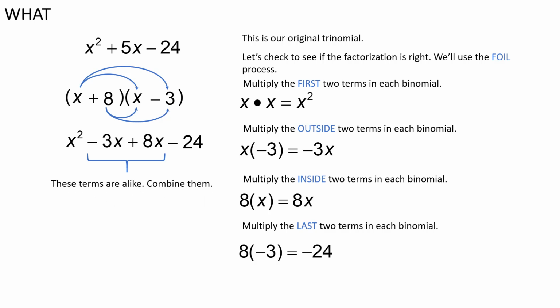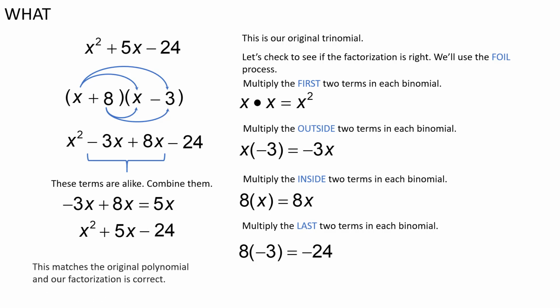These terms are alike. Combine them. A negative 3x plus an 8x is going to give us a positive 5x. So now writing our trinomial over again, we have x squared plus 5x minus 24. This matches the original polynomial, and our factorization is correct.